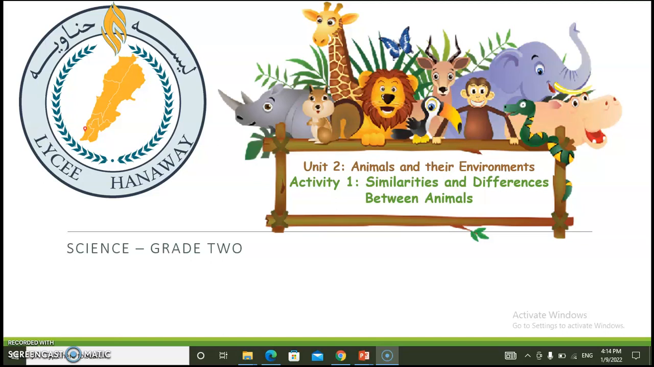Now let's start with our lesson. As you know, we are in Unit 2, Animals and Their Environments, Activity 1, Similarities and Differences Between Animals. So today we are going to have a quick revision about our lesson, and next time we will continue with our exercises. Let's start with the revision.